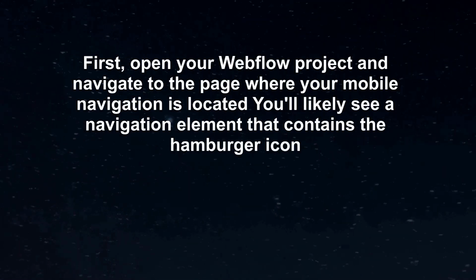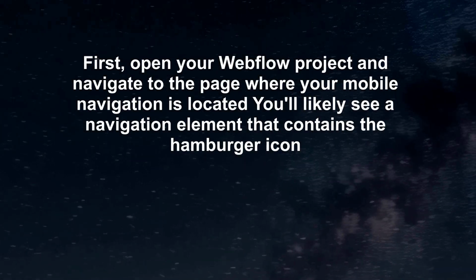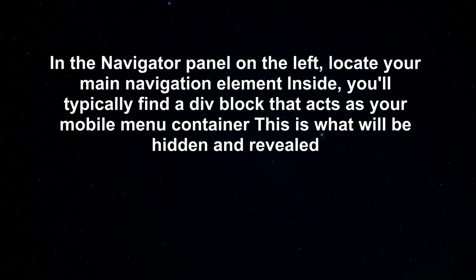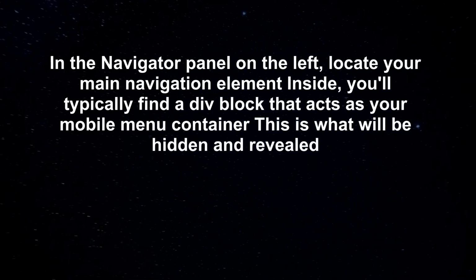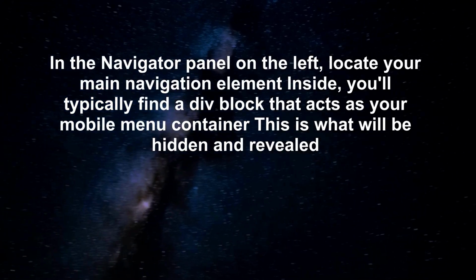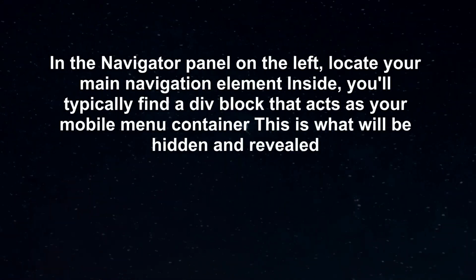You'll likely see a navigation element that contains the hamburger icon. In the Navigator panel on the left, locate your main navigation element. Inside, you'll typically find a div block that acts as your mobile menu container. This is what will be hidden and revealed.